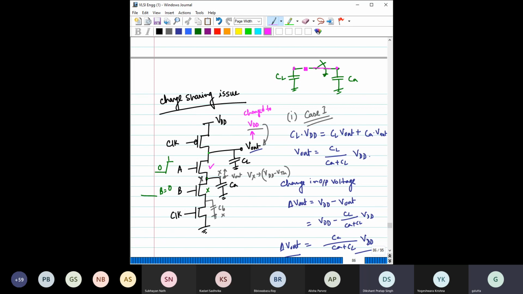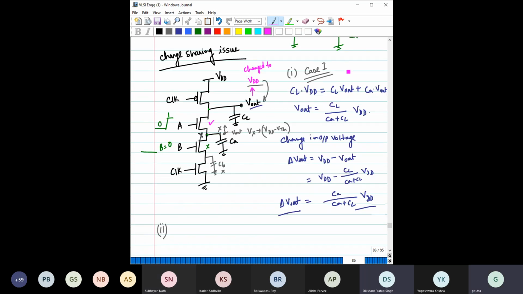But suppose this switch was turned on initially so that this voltage was rising, and then it has turned off again. Then there might be a possibility that this voltage and this voltage are not equal. Yes, sir. Understood. Okay, so this is the general case which we have discussed, this case 1, right?